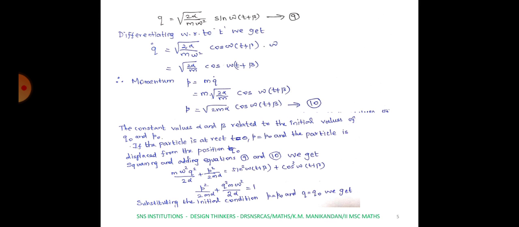Now the constant values alpha and beta are related to the initial values, namely q naught and p naught. Suppose the particle is at rest at the starting time t equal to 0, generalized momentum p equal to p naught, and the particle is displaced from the position q naught. Now from the equations 9 and 10, we find the value of sin omega of t plus beta and cos omega of t plus beta, and squaring and adding we will get the term as m omega square q square by 2 alpha plus p square by 2m alpha is equal to 1. Now in this equation we substitute the initial condition p equal to p naught and q equal to q naught.